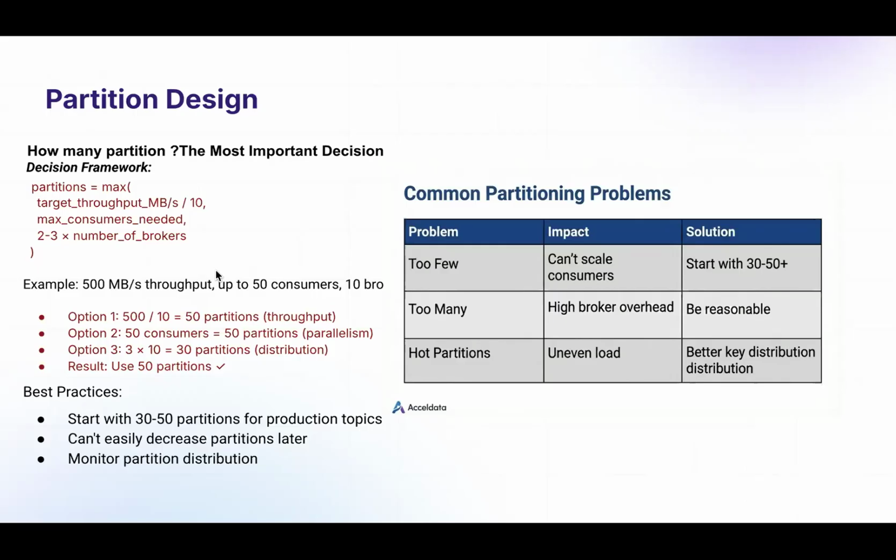So the best practice is to start with 30 to 50 partitions for a production topic and plan for growth. And remember, you can't easily decrease partition count later. There is no safe way to shrink partitions. This is architectural, so get it right upfront.